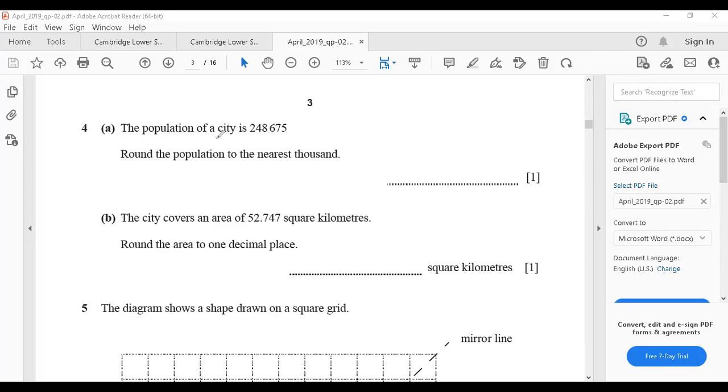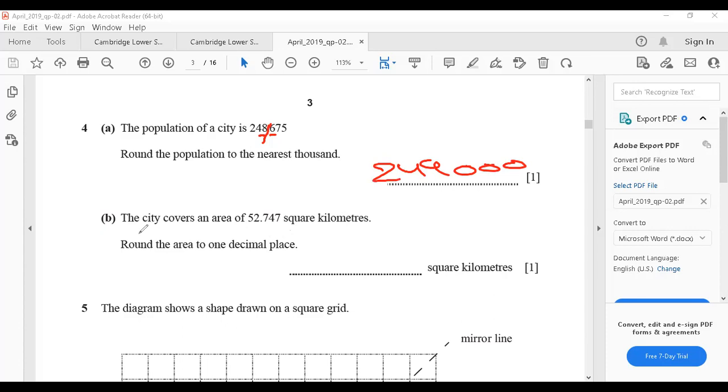Where is the thousand here? 8. Very good. So I will stand here and make this line. Now, this 6 is strong or weak? Strong. So 8 will be 9. So it will be 249,000.